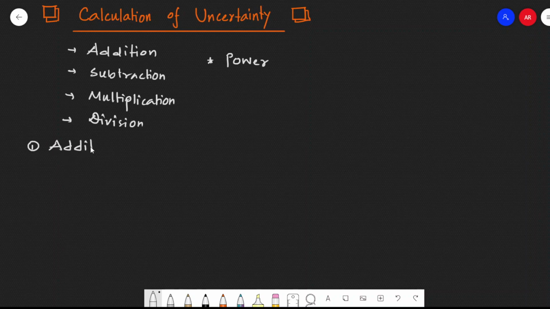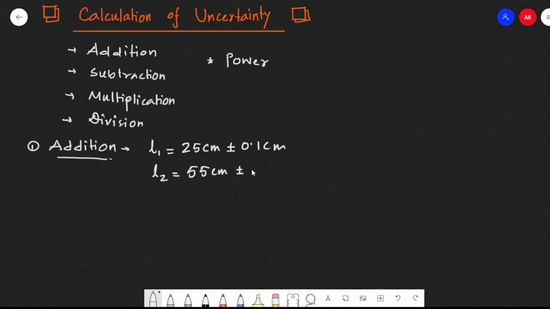So if two measured quantities are in a form of addition, then how to find out the uncertainty of the sum. Say for an example that L1 is a length of one string and its length is 25 centimeter plus minus 0.1 centimeter. L2 is another length of the string, which is, say for an example, 55 centimeter plus minus 0.1 centimeter. So we are now going to find out the total length of the string.